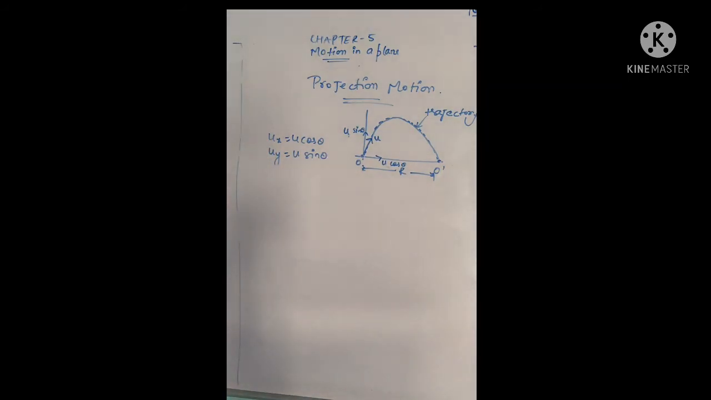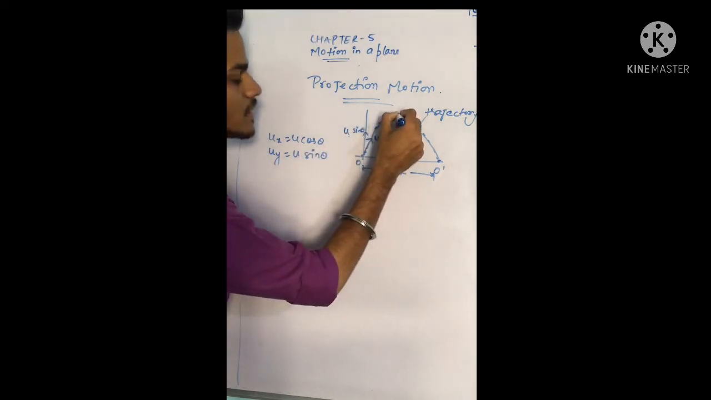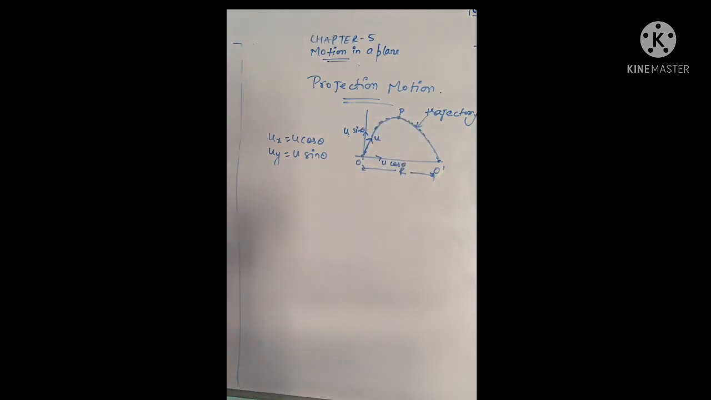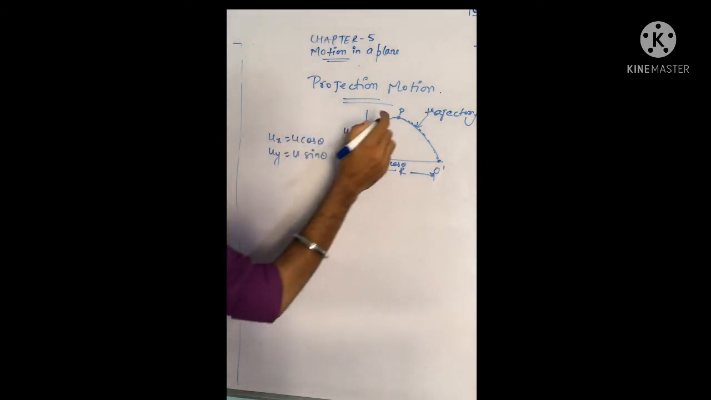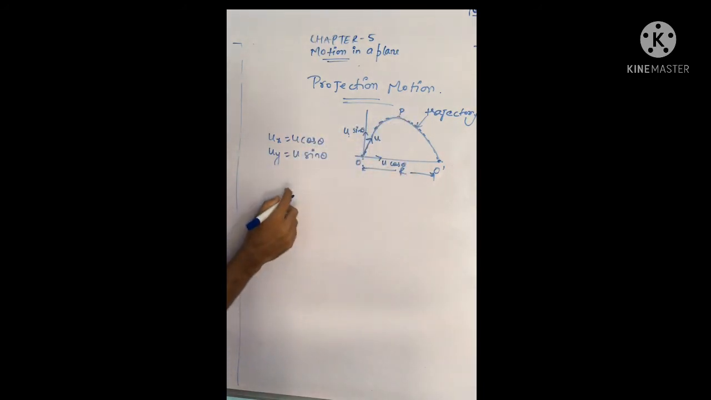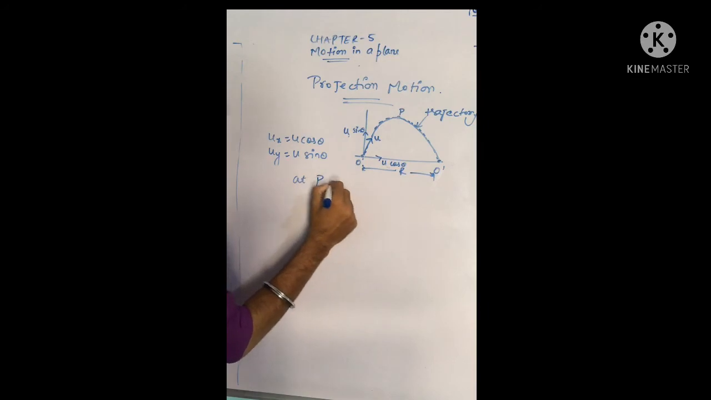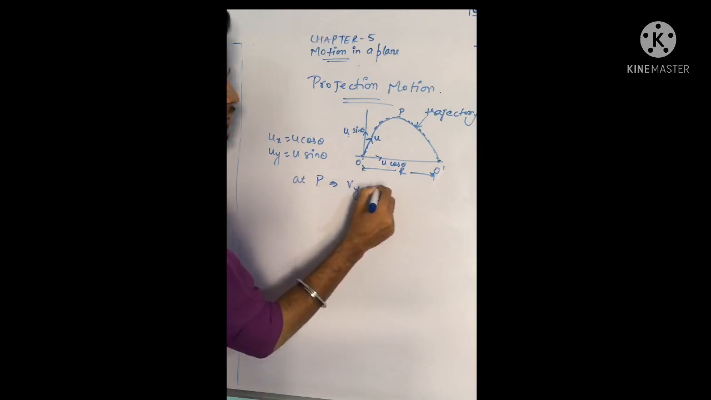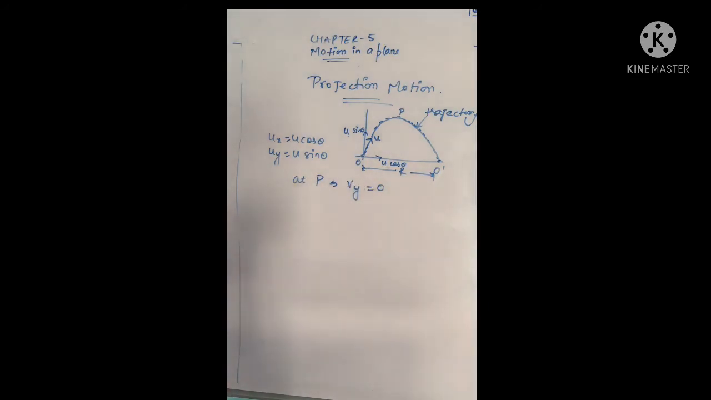We have to find out the flight time. Now flight time is how much time the object takes to take a flight. To take a flight means to reach a position P. Let this be position P. At this position, the vertical velocity will be equal to 0. So at point P, Vy is equal to 0.